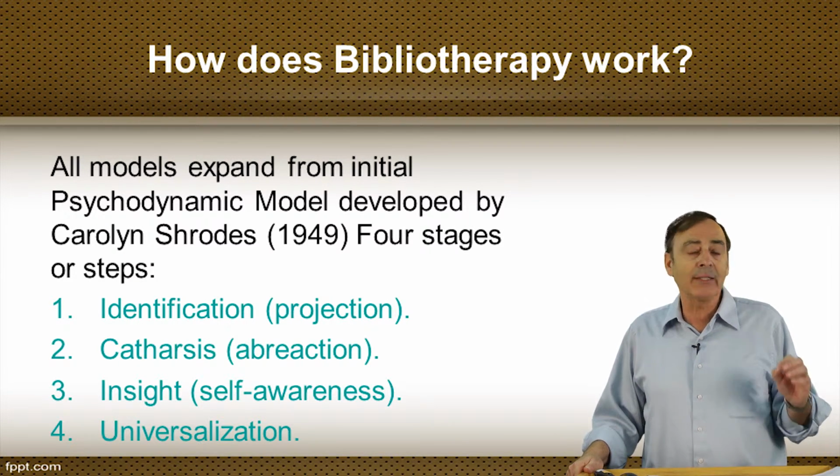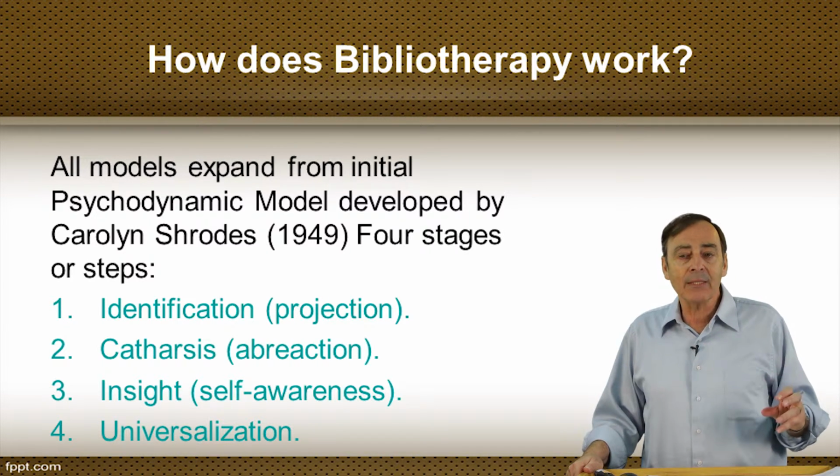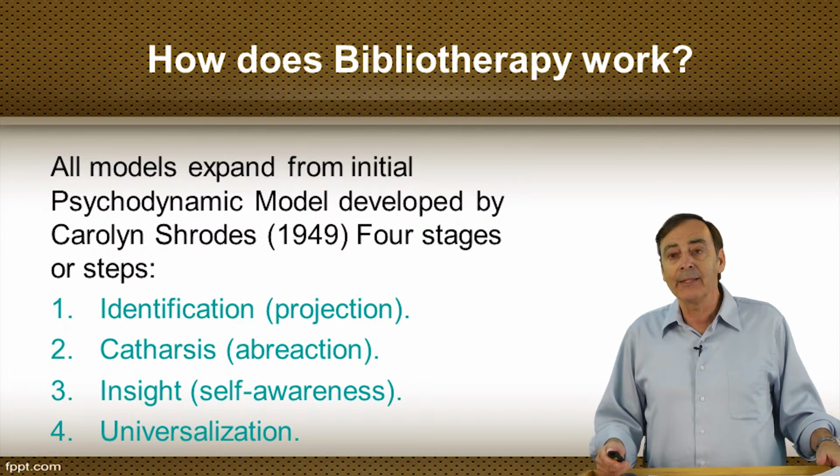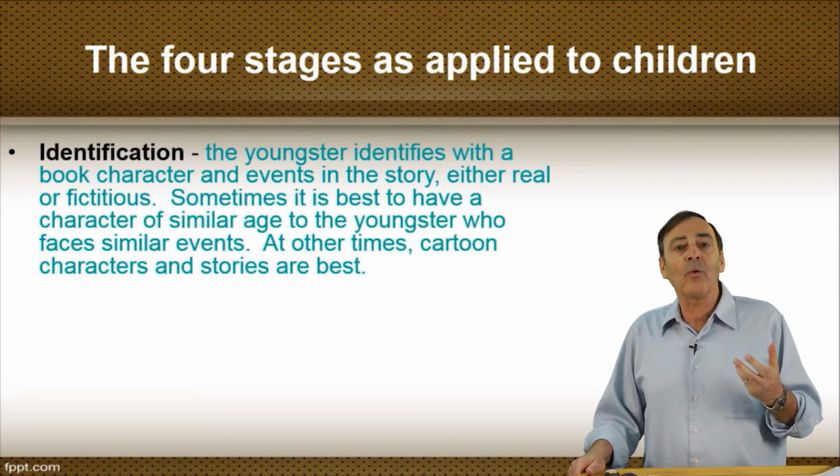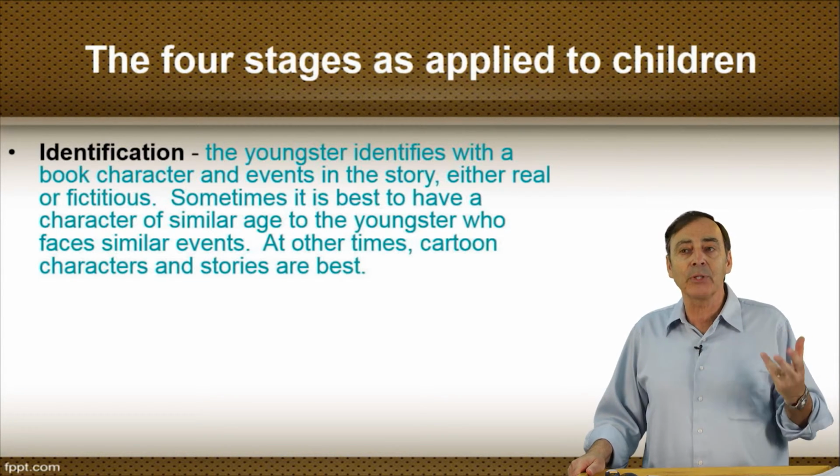First of all, there's identification or projection. Then there's catharsis, insight, and universalization. Let's go into each one of these in greater detail. So the first one, identification: the reader or the student identifies with a book character.